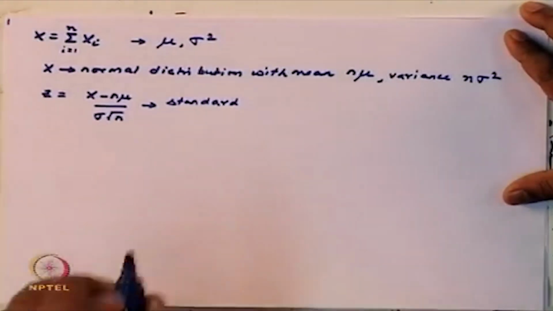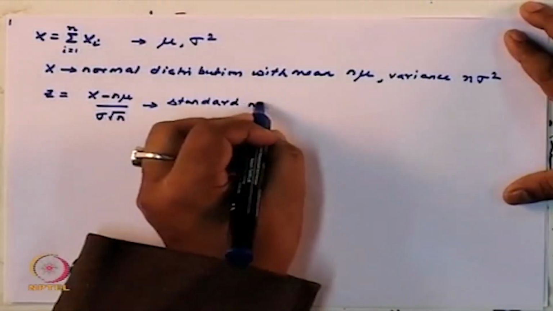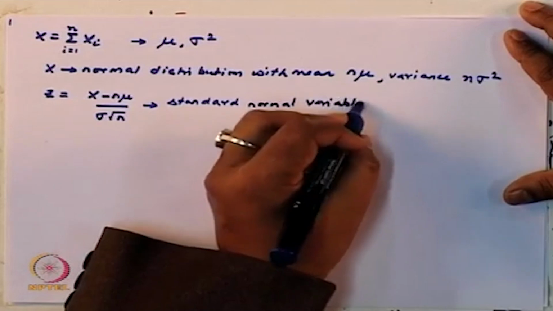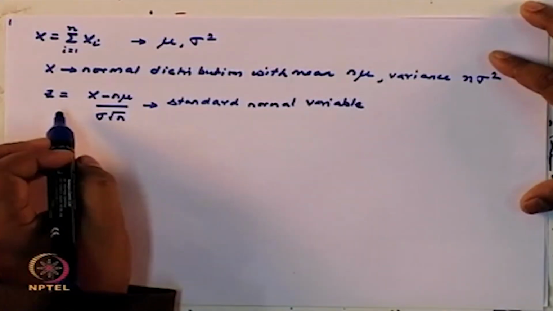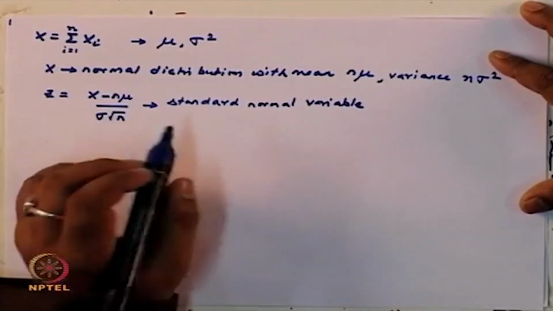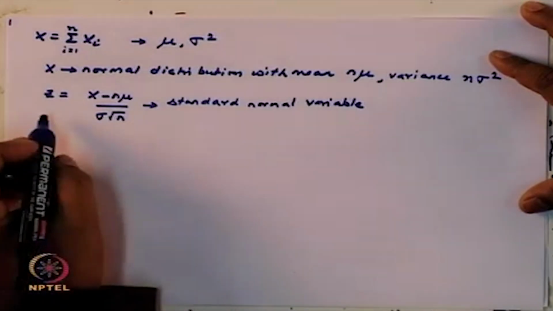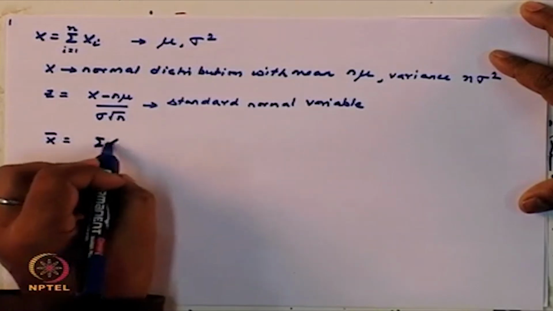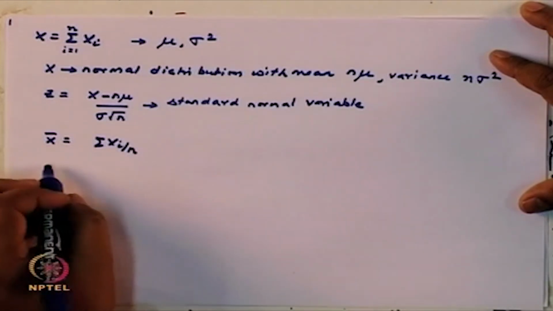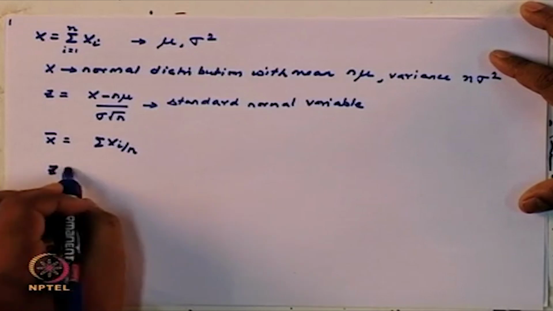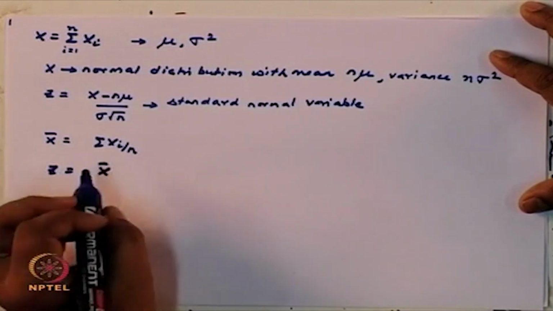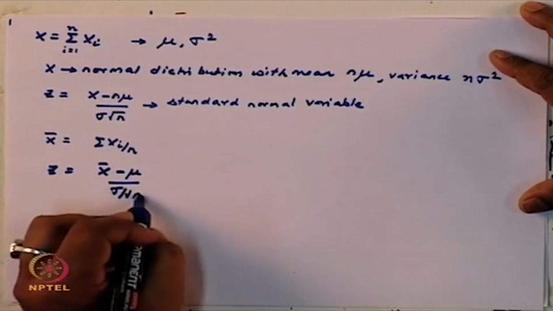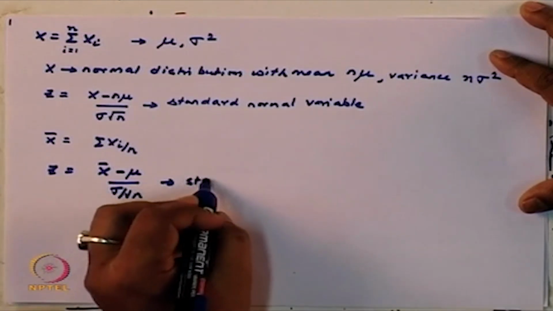So Z gives us a standard normal variable, which means its mean is 0 and its variance is 1. Similarly, if I define X bar as the simple arithmetic mean, summation X_i by n, then we have found that Z equal to (X bar minus mu) by (sigma by root n) is a standard normal variable.